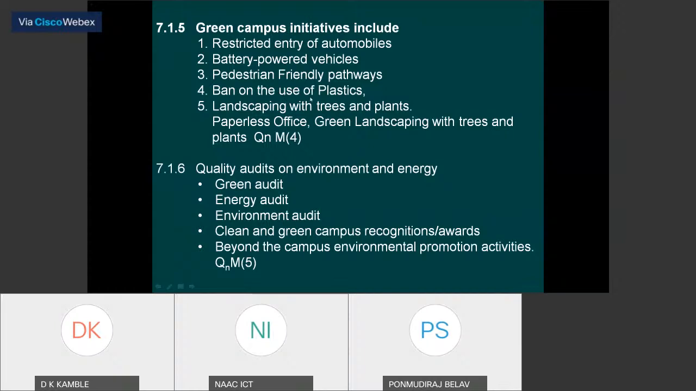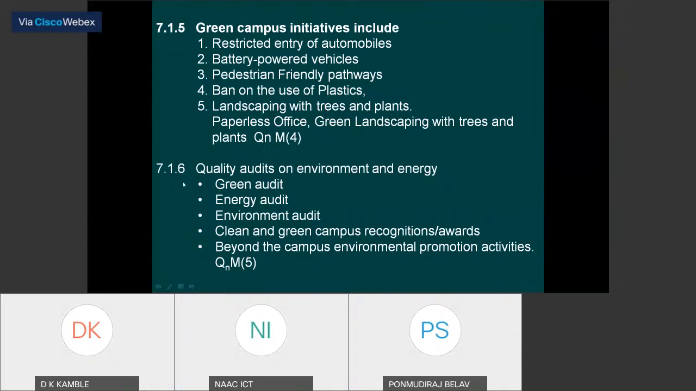Banner on the use of plastic. The institution has to keep banners in the corners: don't use plastics in the college premises. Take a geotag photo and provide it in the SSR. Then landscaping with trees and plants, paperless office. For that, the geotag photo proofs are required.